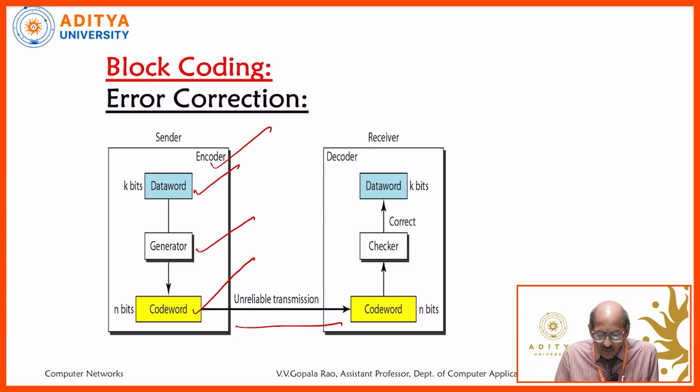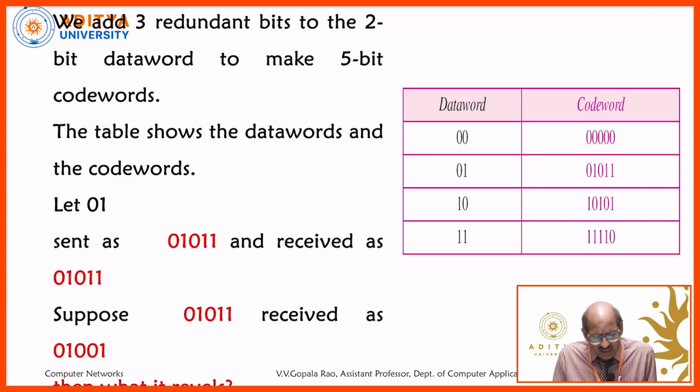The code word is received by the receiver, and the checker checks whether it is correct, that is, whether it matches the list of code words existing at the receiver. Once it matches, it says the data is correct, and it extracts the data word from the code word. This is a very important procedure, by which you can notice that some correction is possible. You can do some kind of correction in this block coding technique meant for error correction. How is it possible? Let us consider that.